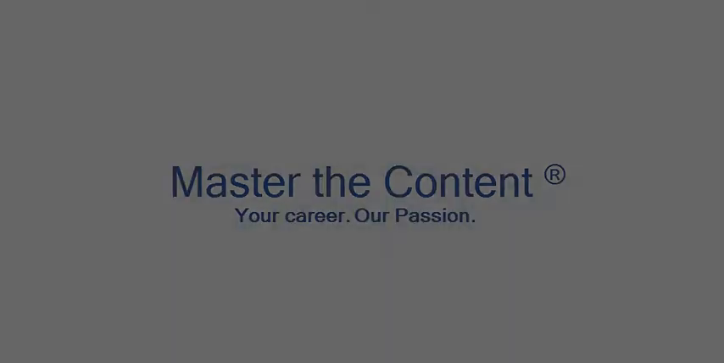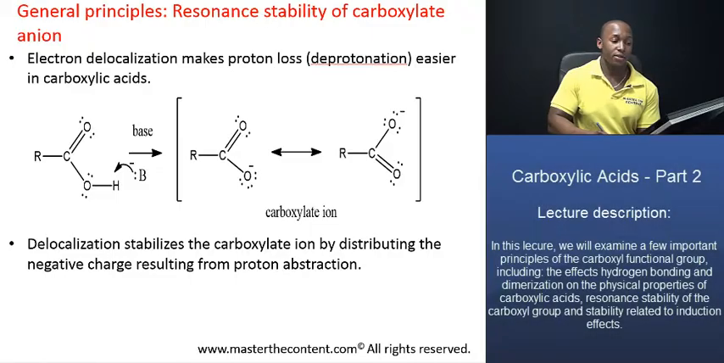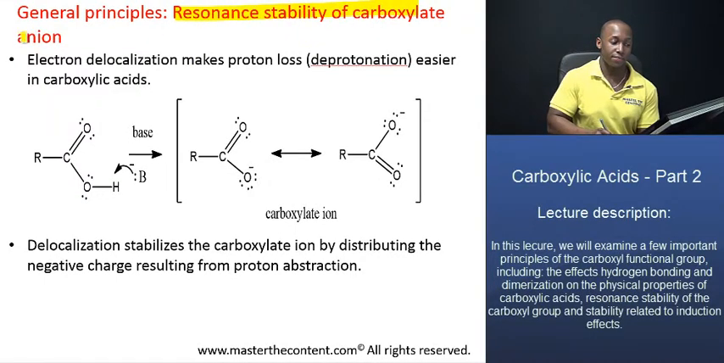Your career, our passion. Okay, so we're going to move on and examine the resonance stability of the carboxylate anion. We have already briefly looked at electron delocalization in the carboxylate group. What electron delocalization does is make deprotonation, or proton abstraction, an easier process in acids. So it effectively increases the acidity of carboxylic acids. I'll repeat that. Electron delocalization makes carboxylic acids more acidic. And I'll explain using the diagram we have on the screen right there.